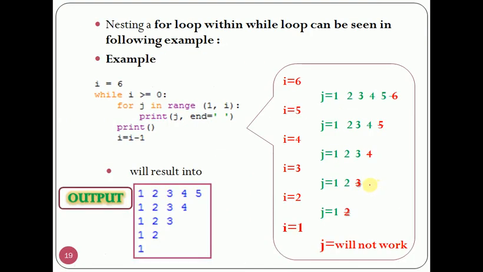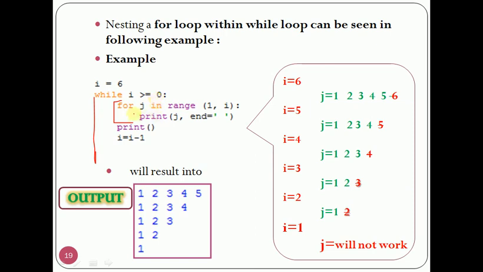Then another example where we are inserting a for loop within the while loop. So we are making a pattern like this using numbers. Here a while loop is here. Within this while loop we are using a for loop. So this is the outer loop and this for loop is the inner loop. Here a variable I is the control variable of this while loop. I is 6. Then the condition is I greater than or equal to 0.